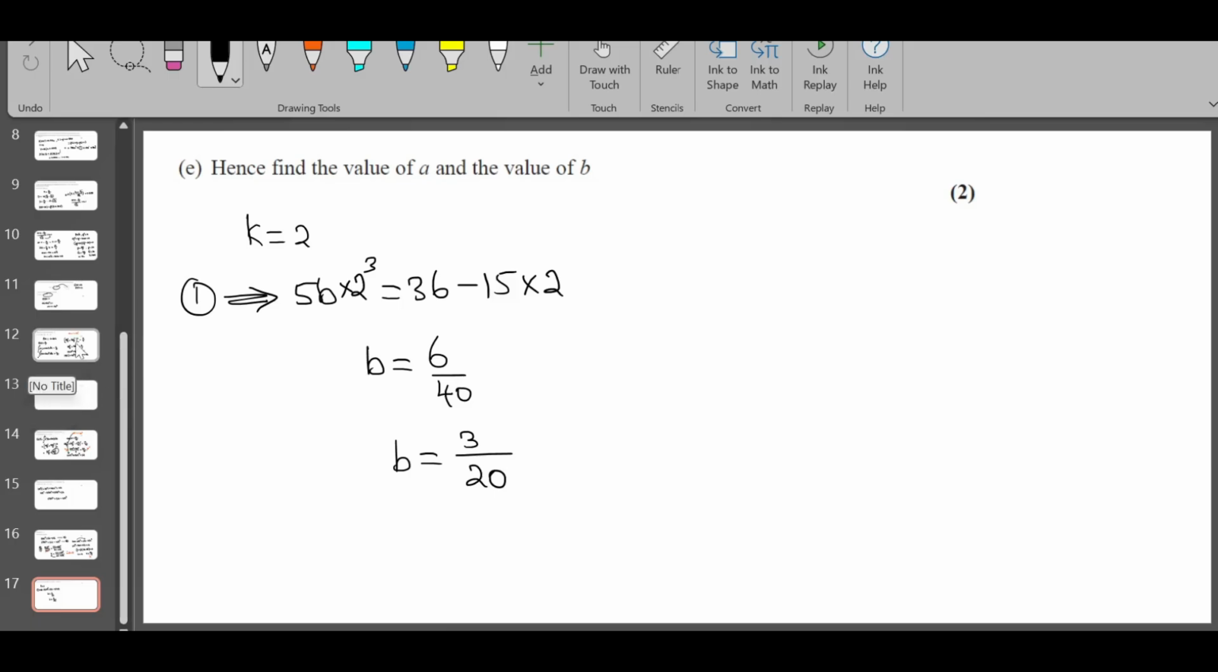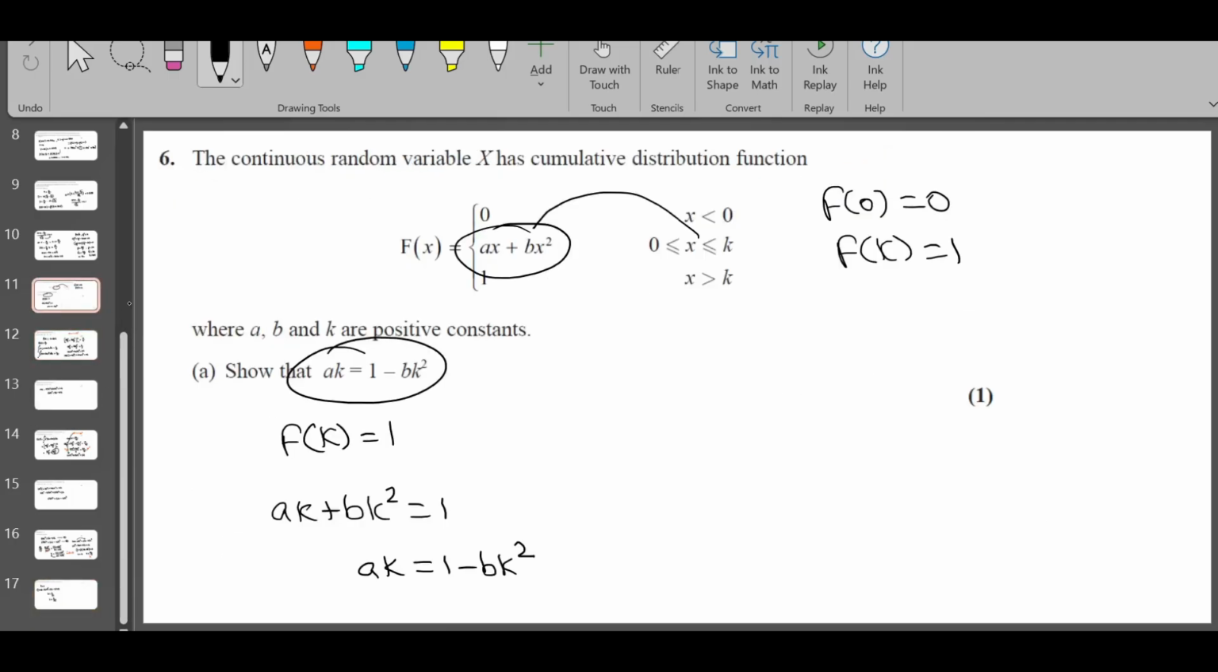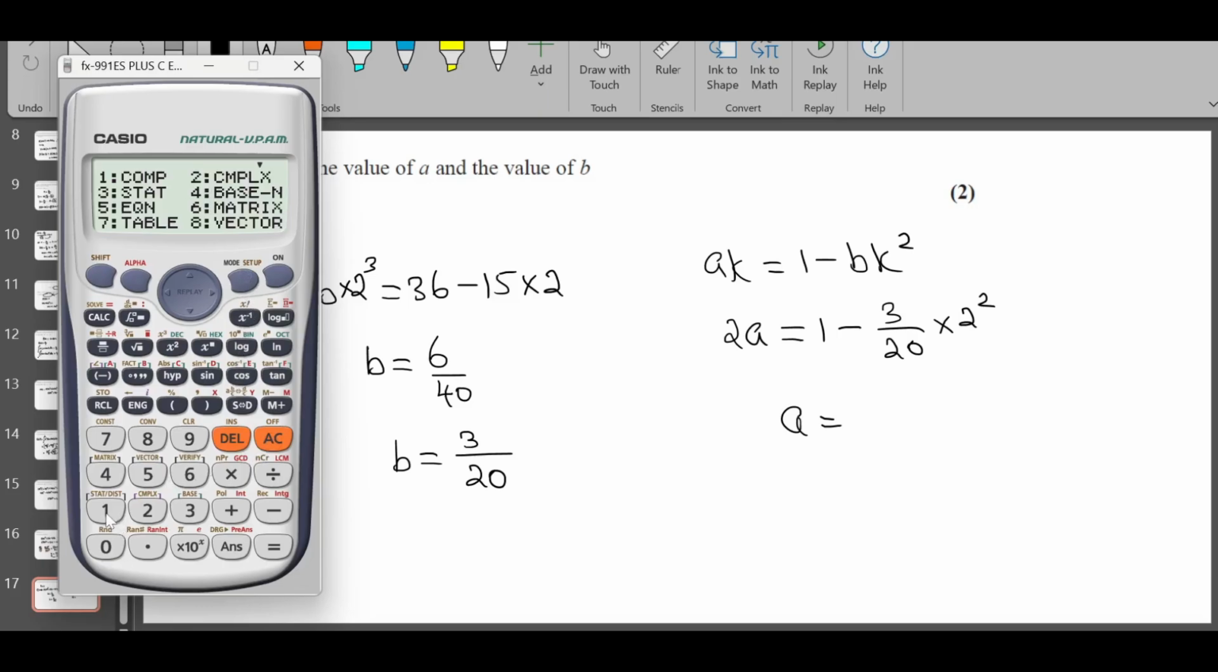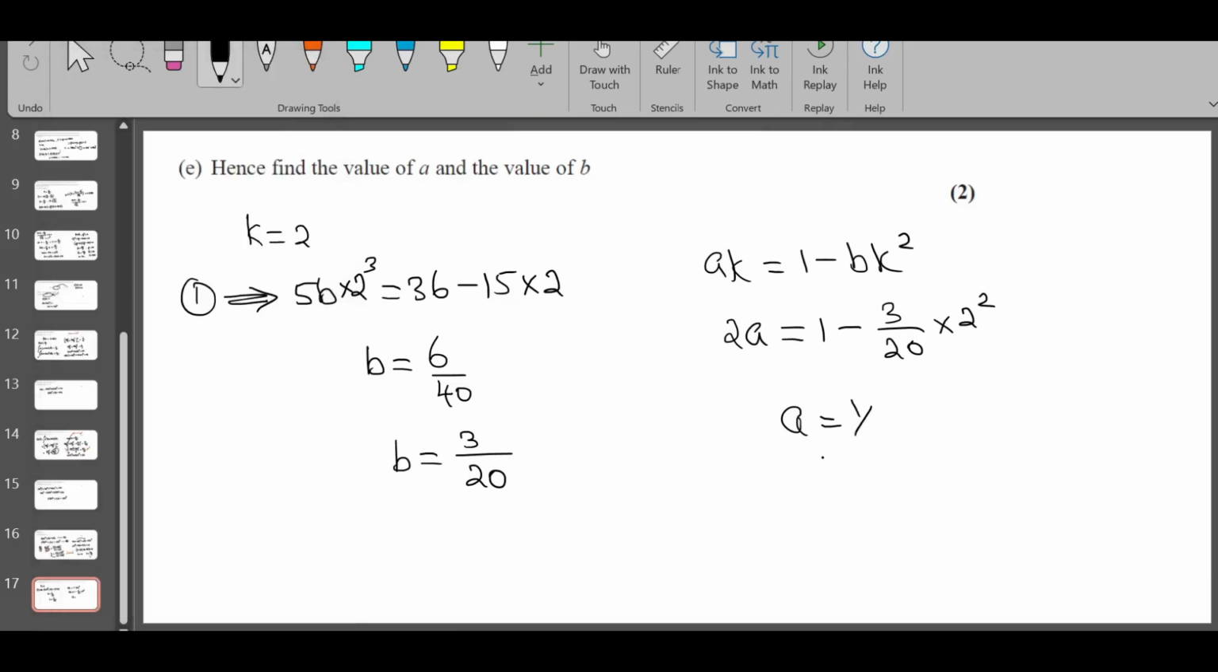And we have this equation here. ak is 1 minus bk square. So sub in the value of k, sub in the value of b and k also, so we get the value of a. So it's going to be 1 minus 3 fours are 12 over 20, divided by 2. That's 1 over 5. That's the value of a. That's all.